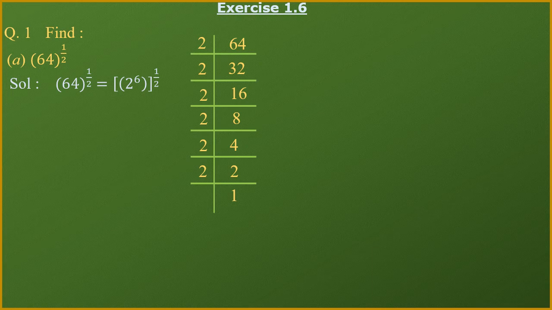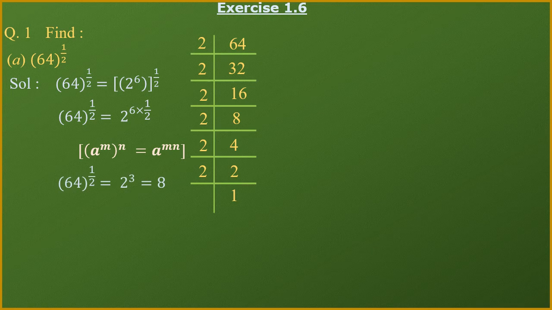I have told you in the laws of exponents, if a term contains two different powers, we can multiply both the powers. So 6 and 1 upon 2 I have multiplied. The law I have used here I have written in the next steps. a to the power m whole power n is equal to a to the power m into n. Now 6 and 1 by 2, if I multiply, I can easily cancel 6 by 2 and then 3 will remain. And what is the value of 2 to the power 3? 2 into 2 into 2, 3 times, it will become 8. Okay, let us see the next question.